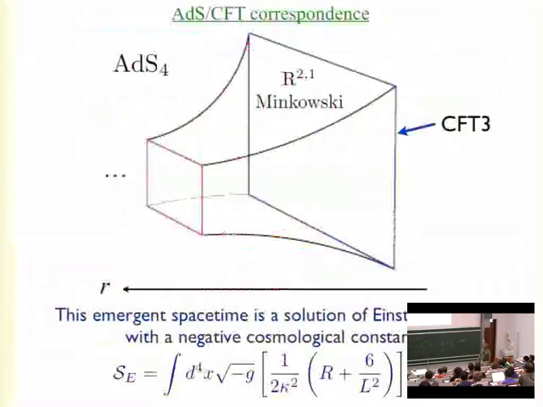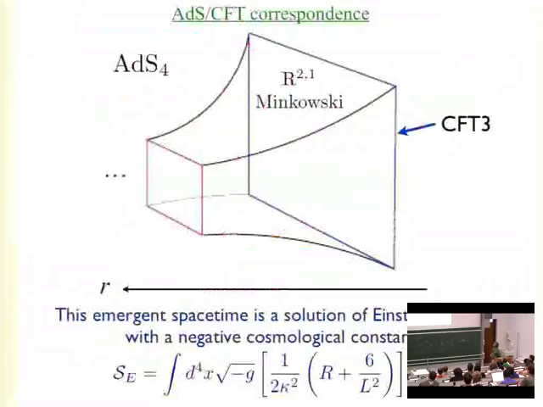And certainly the notes are much more detailed than what I'm going to say, okay? All right, so what is the AdS/CFT correspondence? Well, it's a correspondence between the CFT3s that I want to study and a theory of gravity in the bulk. And so we start out by just assuming the simplest possible theory of gravity, which is the Einstein action with the negative cosmological constant. And it turns out its solution is, in fact, this anti-de Sitter metric.